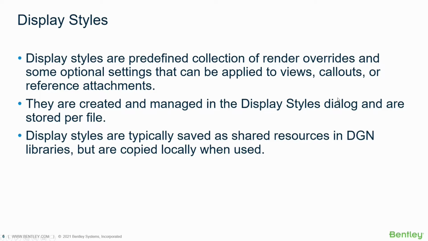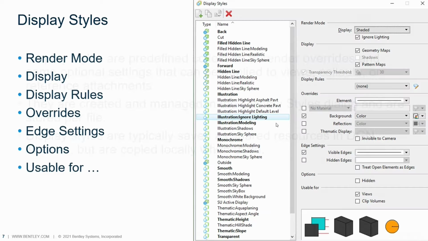They are created and managed in a big display style dialog that we're going to break down in a moment, and they are stored in your local file. But initially, when you start out, your local file might just have wireframe or whatever was last used in that file. Otherwise, all the other ones we see there are in a DGN library somewhere, something called a DGN lib file. And anytime you activate one of those, it just gets copied locally into your file, just like levels or line styles or a lot of the other resources that we use on a day-to-day basis.